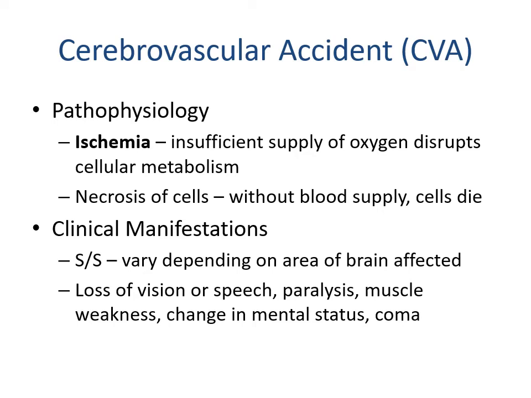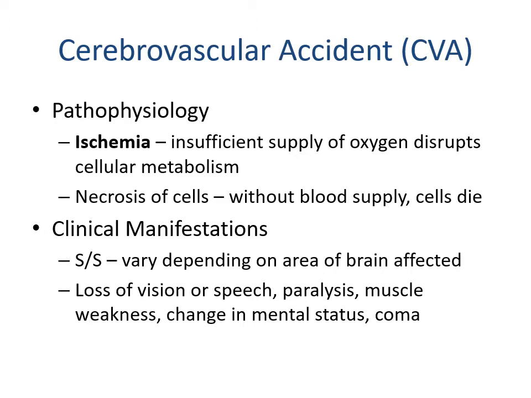So our pathophysiology: ischemia, so again we have a lack of blood flow and then a lack of oxygen, which disrupts cellular metabolism to the brain. And so given enough time, we have necrosis of the cells. So without blood supply and oxygen supply, the brain cells will die.